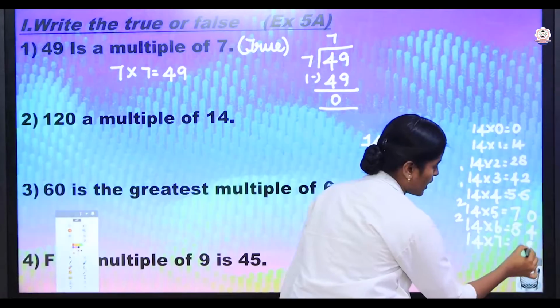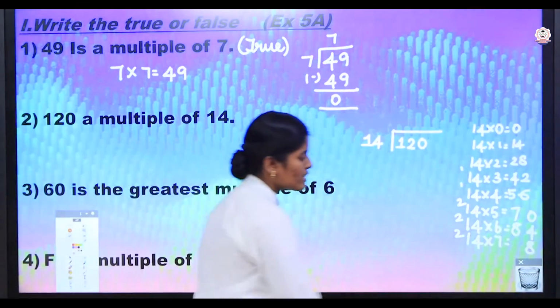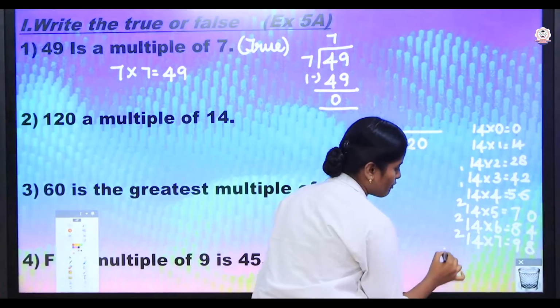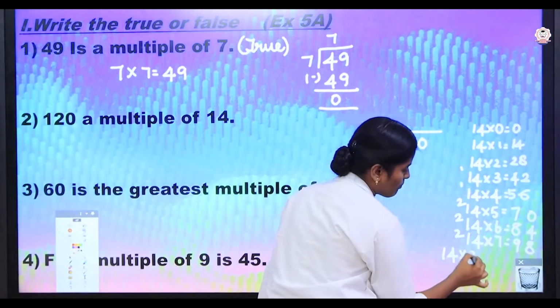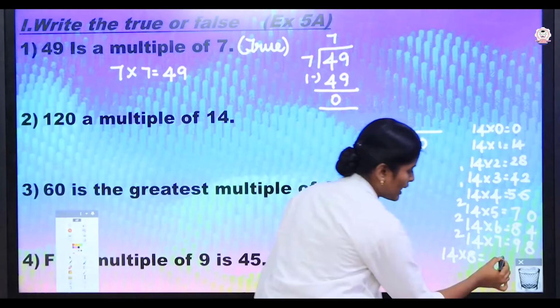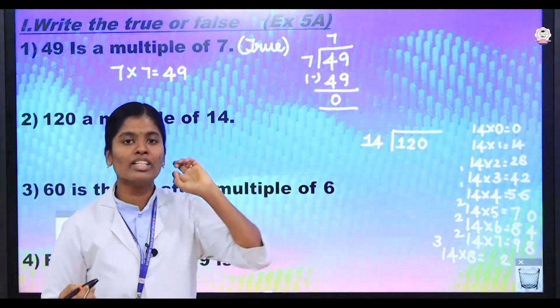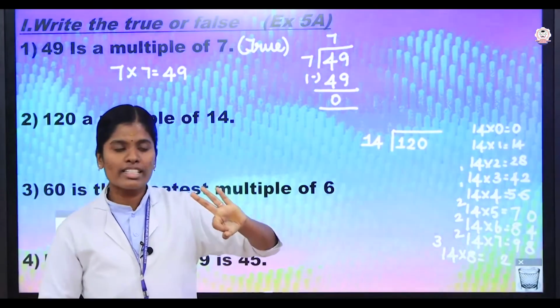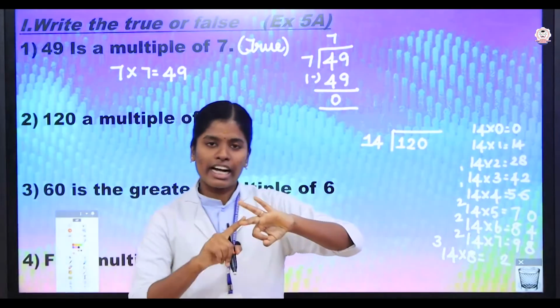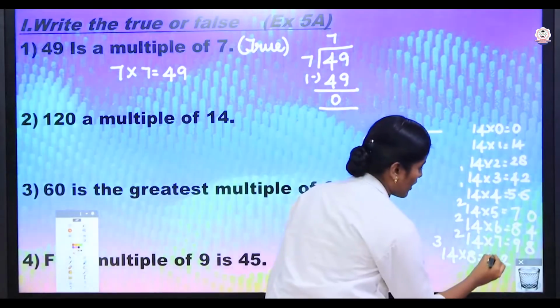7 fours are 28, 8, carry 2, 7 ones are 7 plus 2, the answer is 9. Next take 14 eights are. 8 fours are 32, 2, carry 3, 8 ones are 8, so keep 8 in the mind, 3 in the finger. So what is the answer? 8 after 9, 10, 11. So the answer is 112.